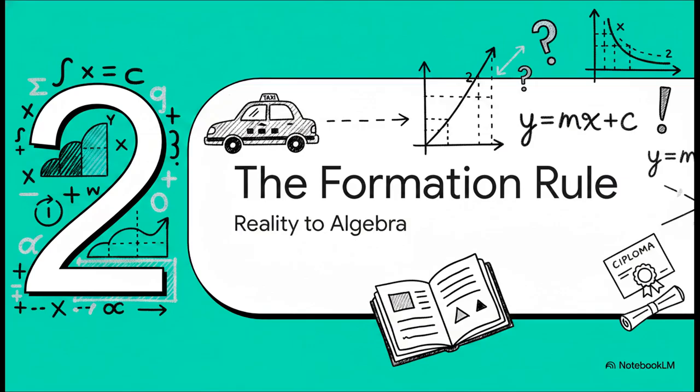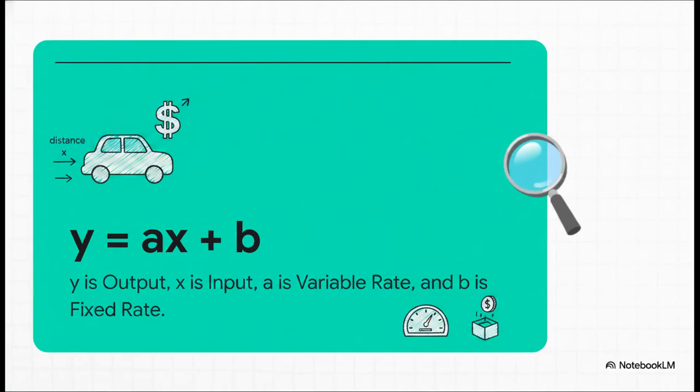This is where we translate our reality into algebra. We're going to take our friendly, intuitive taxi machine and rewrite it in official mathematical language. You know, the exact stuff you'll see in textbooks and high-stakes exams. Okay, here is the actual code behind the machine. The classic linear function equation, y equals ax plus b. Let's decode this together. It's really not that scary.